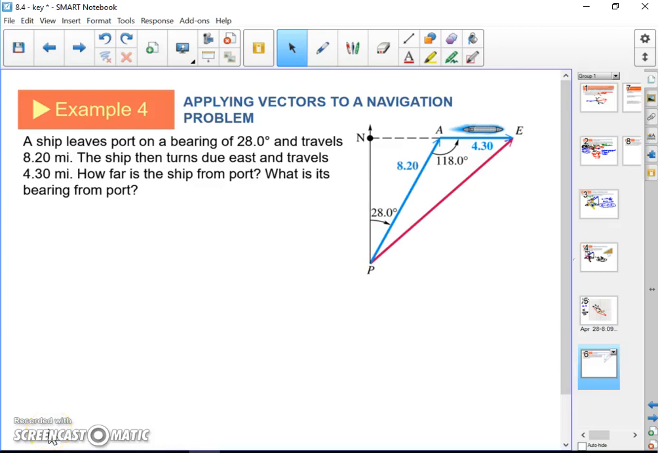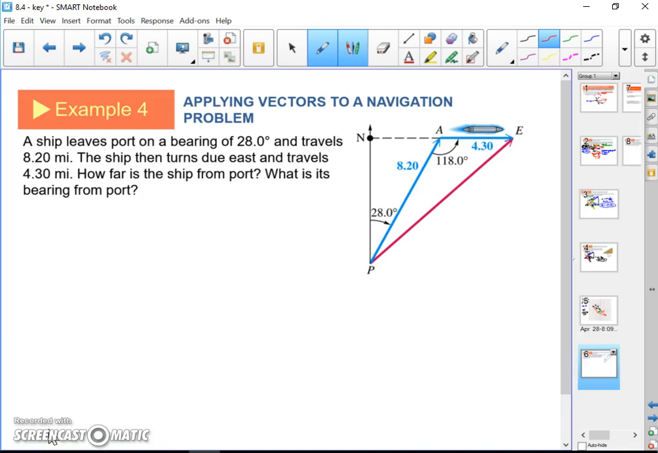Example 4. They already drew the picture for you, and I think that's kind of doing you a disservice. I think it's worth your while to imagine redrawing the picture. On a test or a quiz, you wouldn't have the picture drawn for you. So let's just imagine what it would be like if we redrew the picture.